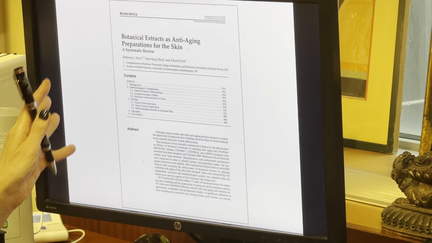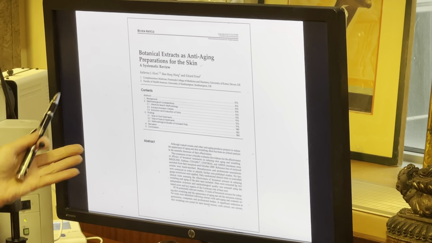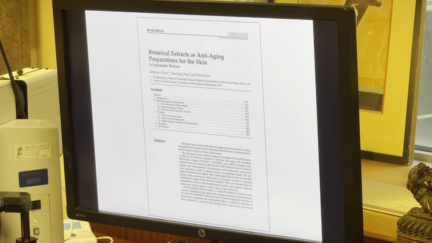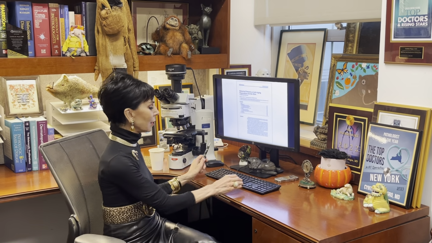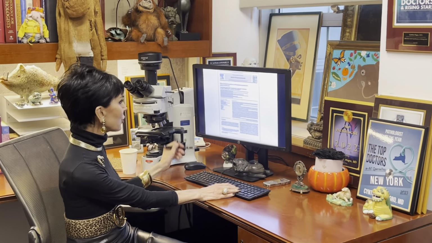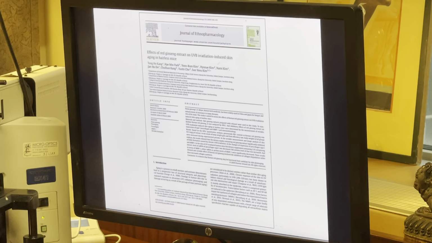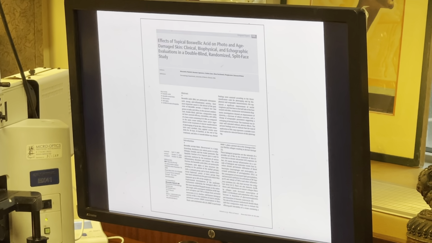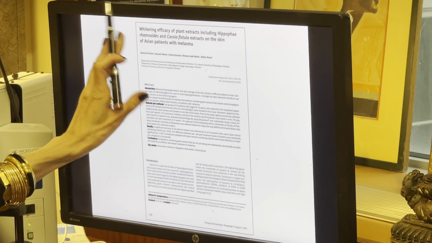These are just various articles that are of interest to me, and there are many articles. These are just examples of articles that deal with botanicals and their role as an anti-aging agent or at least improving the look of photoaged skin. Like the papers on red ginseng extract and how it has an ameliorative effect on UVB irradiation, boswellic acid, the whitening effects of certain plants like sea buckthorn, etc.